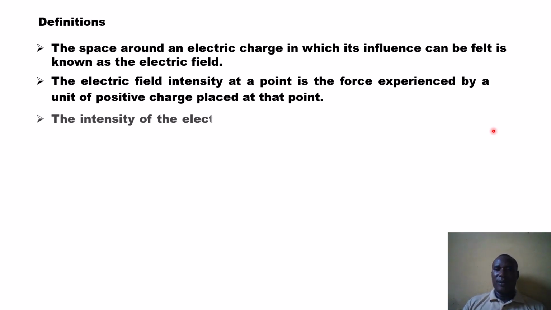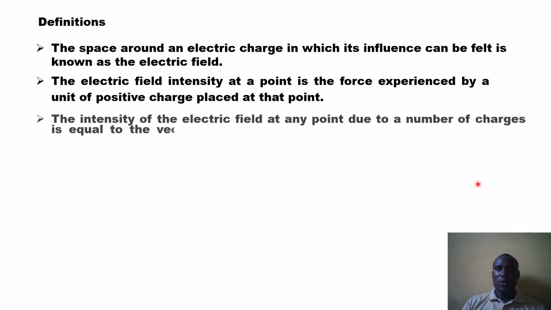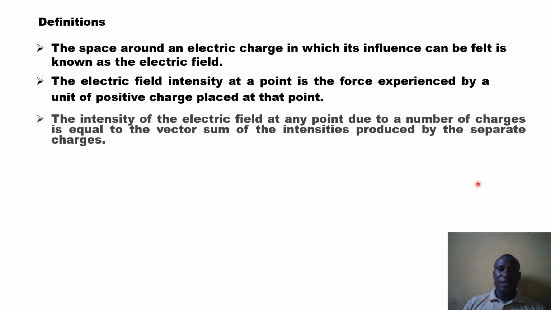The intensity of the electric field at any point due to a number of charges is equal to the vector sum of the intensities produced by the separate charges. Now, this means you have a particular center. Let's assume you have a circle and a point, a center. That center is the electric charge. So the area that surrounds the electric charge is the field, as we have explained.